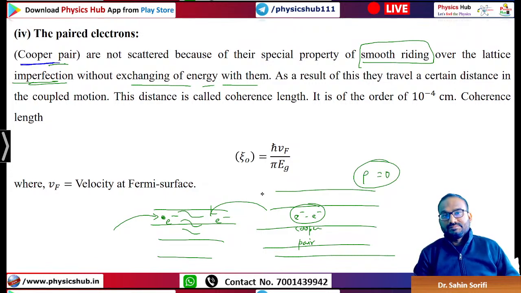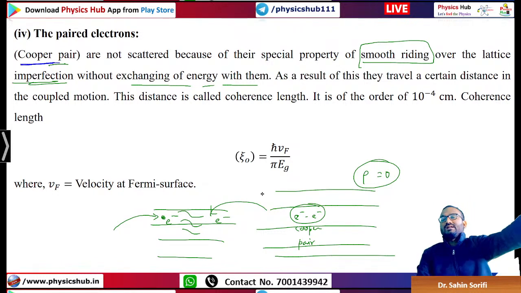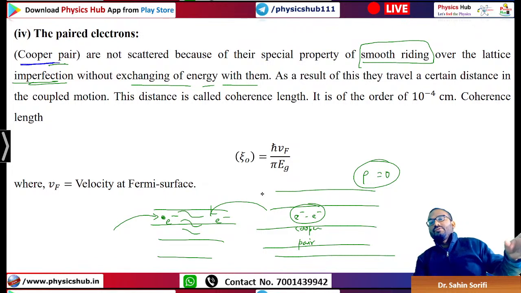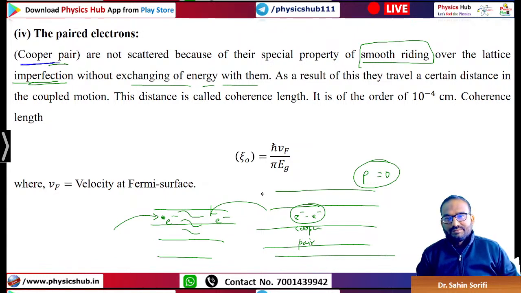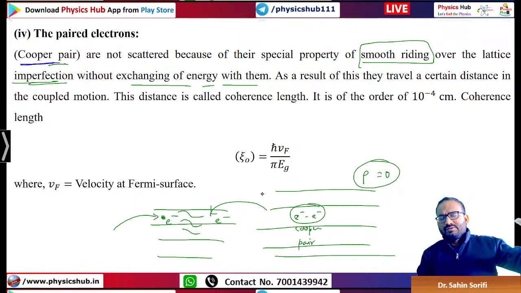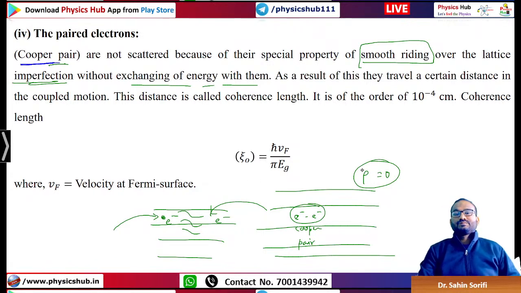Imagine you are running from one end of the field to the other. If there are many people on the way, you may encounter scattering. But if there is no one in between you and your destination, you can move freely. So it is like that, not interacting with anything, not experiencing any resistive force. As a result, they travel a certain distance in the coupled motion.